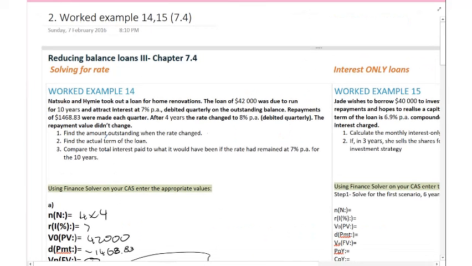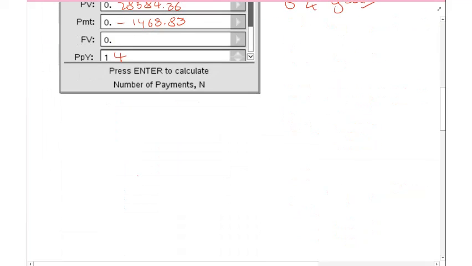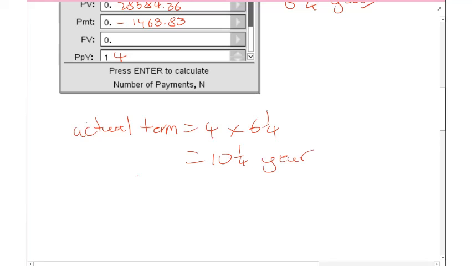So the question for B is find the actual term of the loan. Actual term equals 4 plus 6 1/4. So 10 1/4 years. Okay.